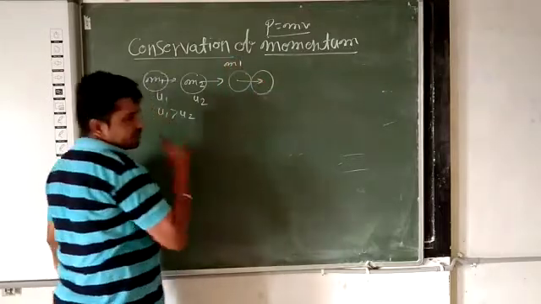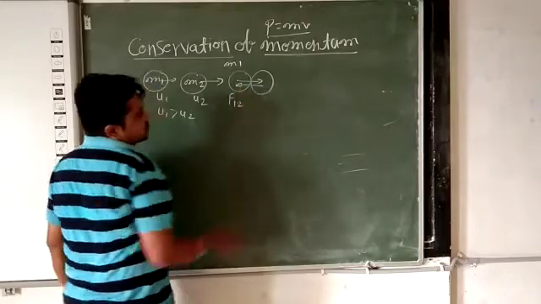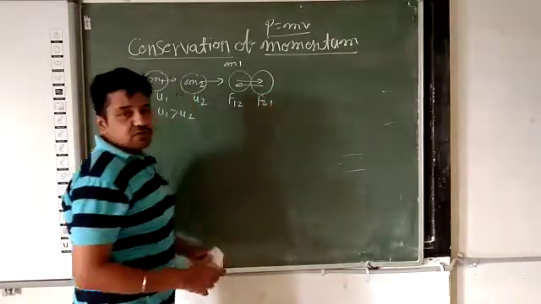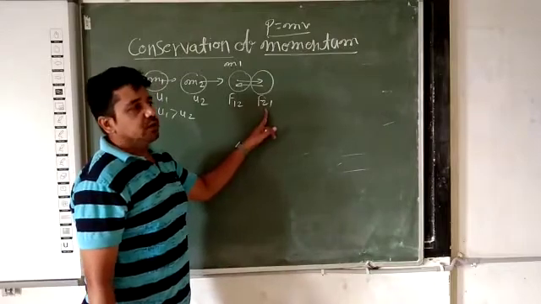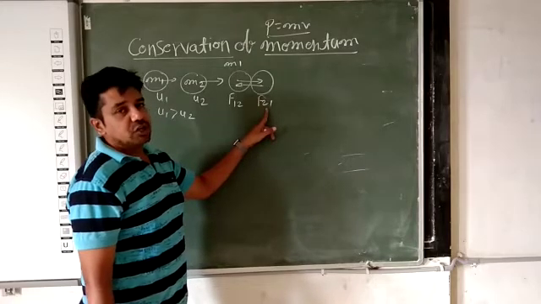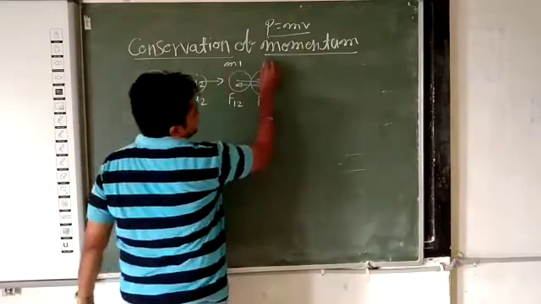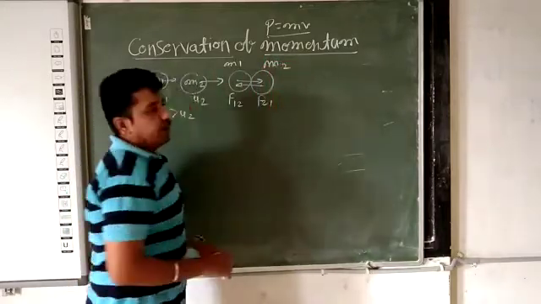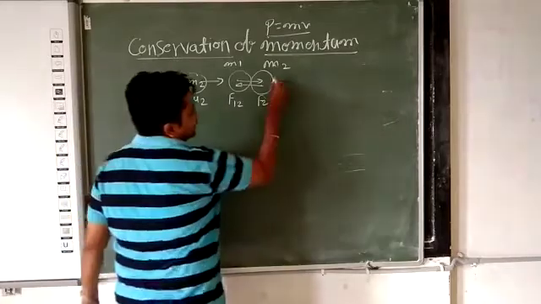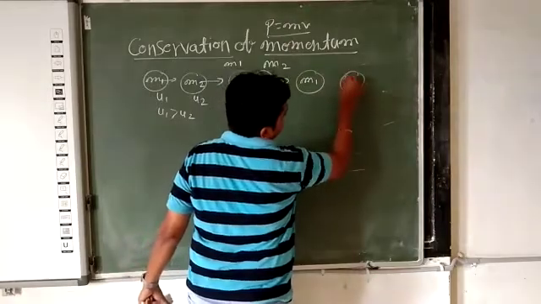At the striking time, the object of mass m1 applies a force on m2. What is that force? F12. Then the m2 mass object also gives a reply, that is called F21. So F12 and F21 are the action and reaction. All of you have studied Newton's third law: every action has an equal and opposite reaction. Then after striking, both objects m1 and m2 separate.